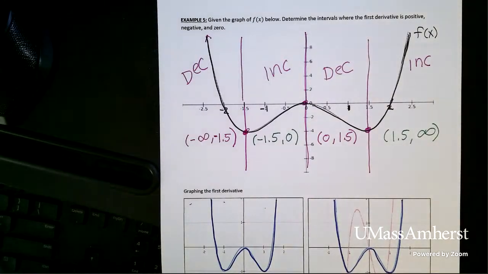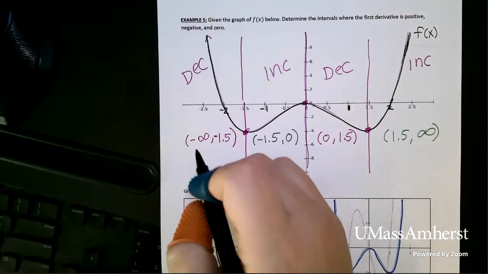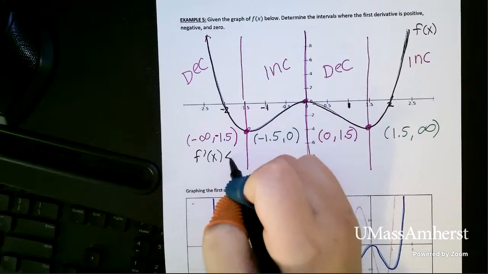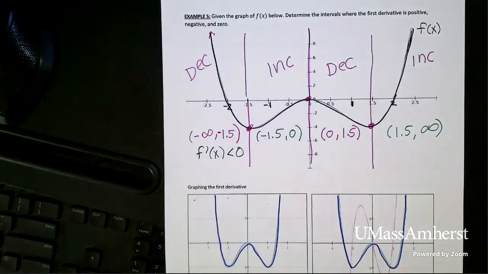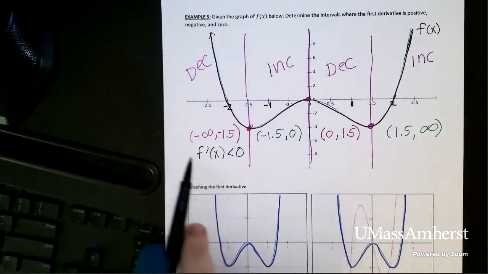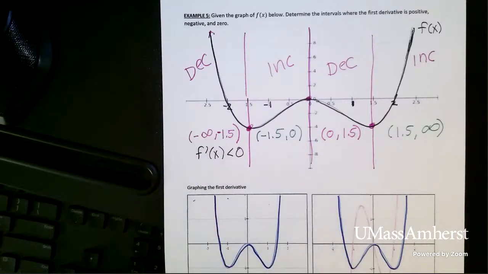So what does this tell me about the derivative? Remember, this is trying to help me figure out where the derivative is positive and where the derivative is negative. So again, my rules say that if my original function is decreasing, then my derivative is negative. So on this interval, my derivative is going to be negative, right? For any value I pick on this interval, the derivative is negative. So from negative infinity to negative 1.5, I know my derivative is negative.